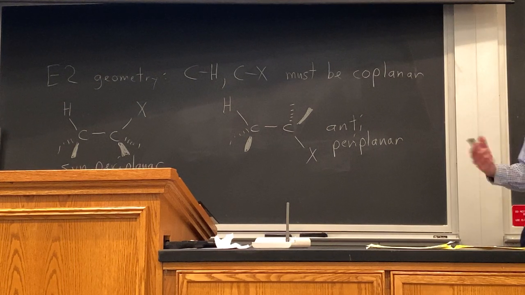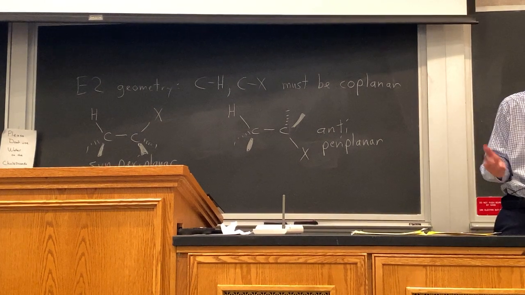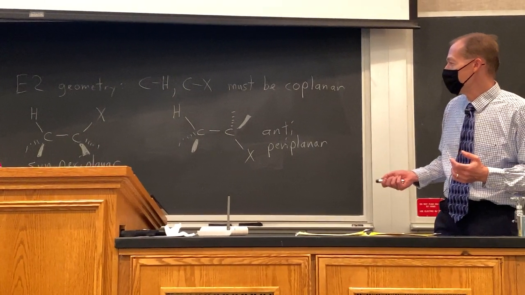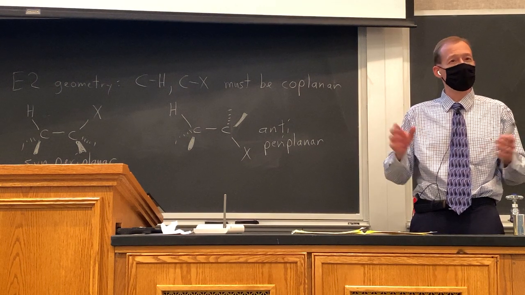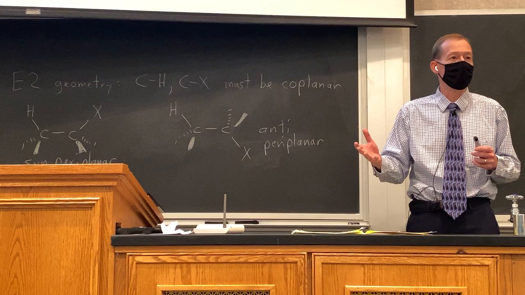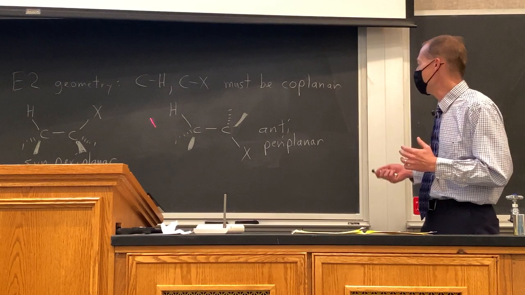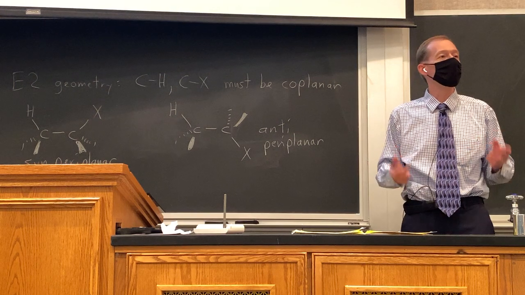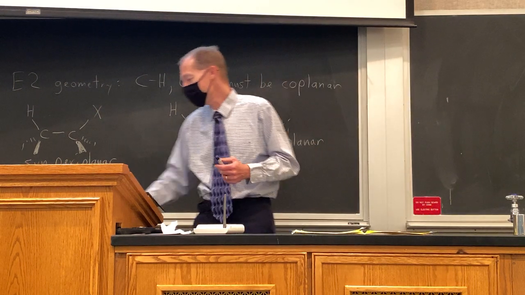Yes, there's less strain. The term we would use is torsional strain in this case. We have a substantial torsional strain in the eclipsed conformation, and the staggered conformation is free of that torsional strain. So we would expect that the anti-periplanar geometry would be favored for an E2 reaction. And that, in fact, is the case.